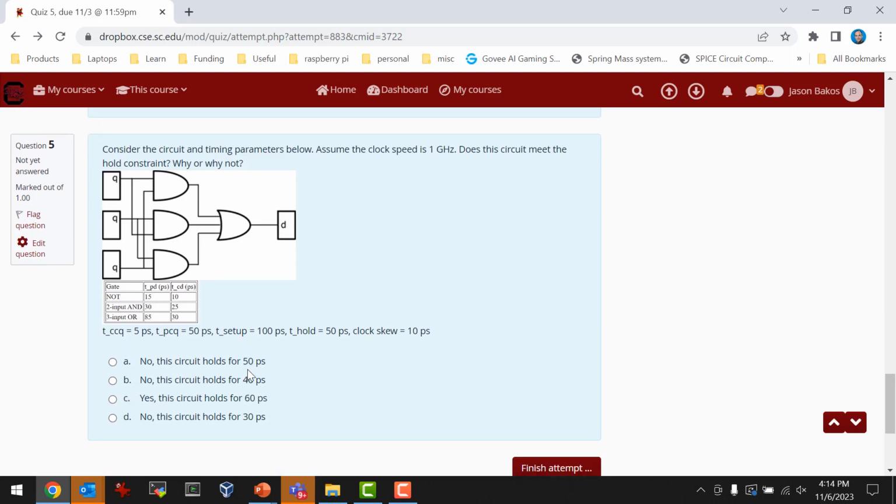Okay, so this is just asking about hold constraint. So the hold constraint is going to be, for this guy, contamination delay for the flip-flops is 5 picoseconds. And the contamination delay for this circuit is going to be, essentially you have to add the contamination delay of 2 of those gates. Actually the and the or, right? So that would be 20 and 25 and 30. I don't see any nots in there. So it's 25 picoseconds plus 30 picoseconds. And then you have to add, actually subtract the skew.